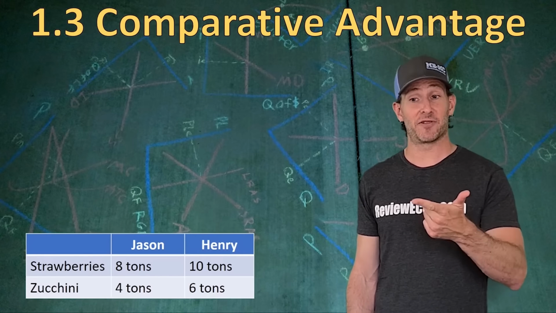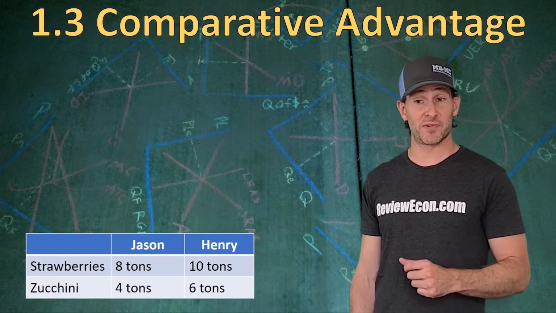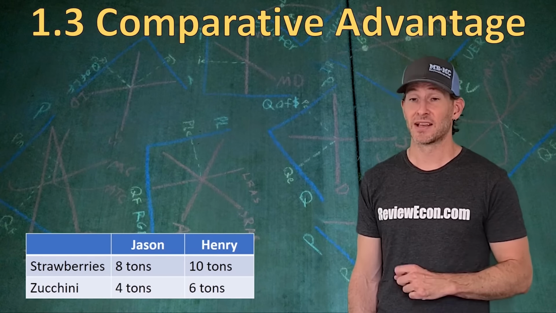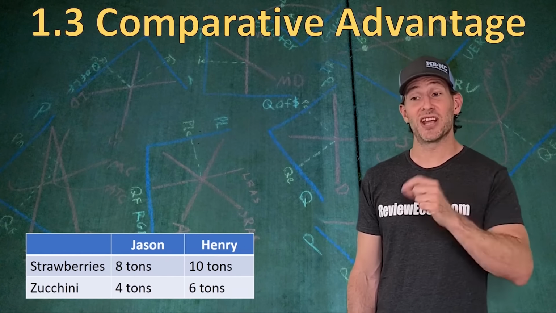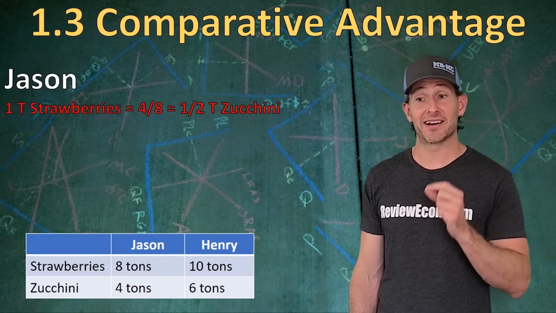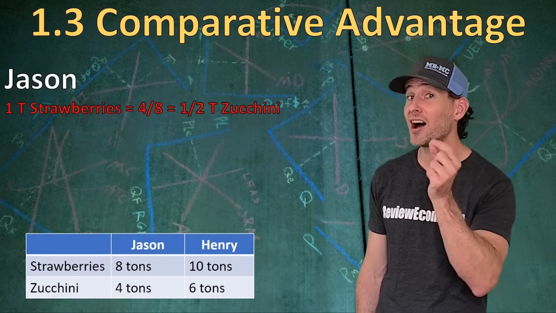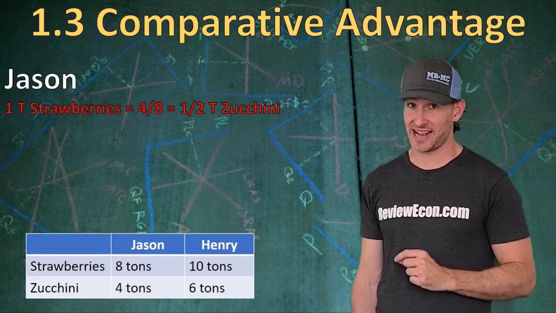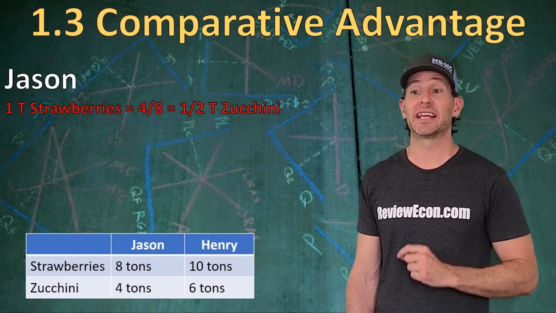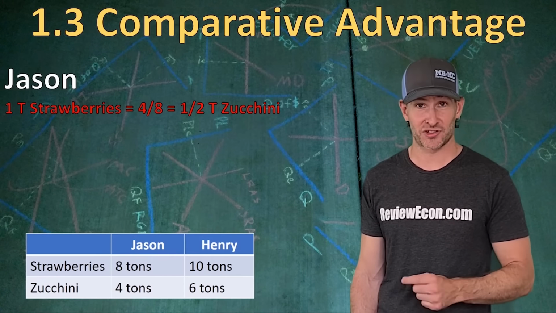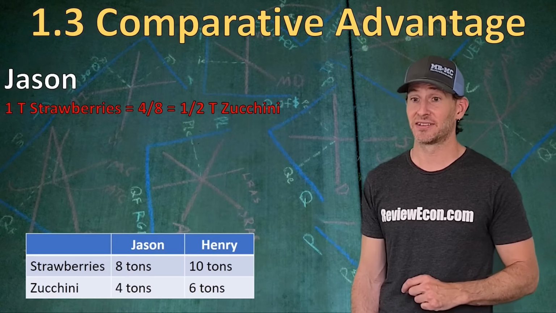Here we have Jason and Henry. These two people are going to either produce tons of strawberries or tons of zucchini. So let's take a look at these numbers. Jason here can produce 1 ton of strawberries at an opportunity cost of the other one, 4 tons of zucchinis, divided by the 8 tons of strawberries. That gives us half a ton of zucchinis lost for every ton of strawberries that Jason produces.